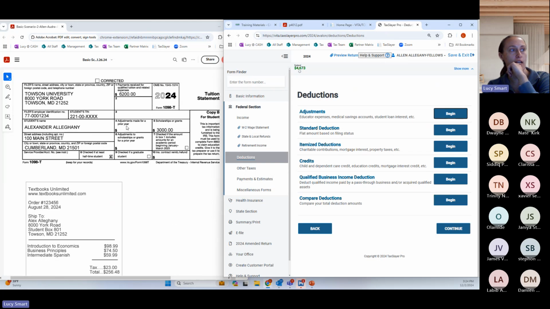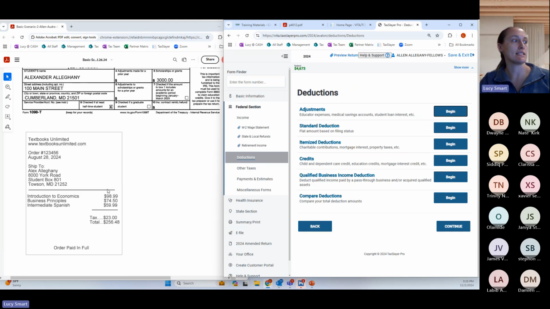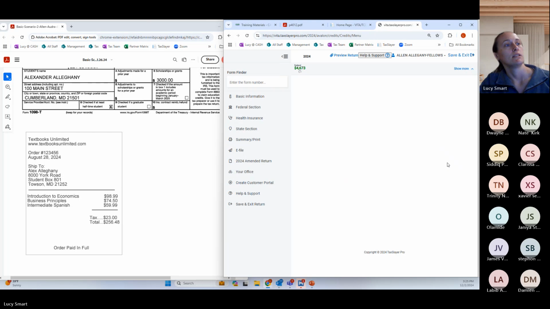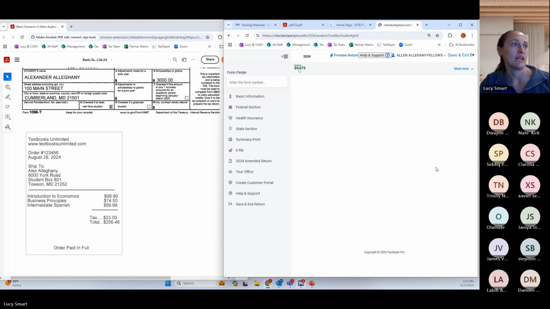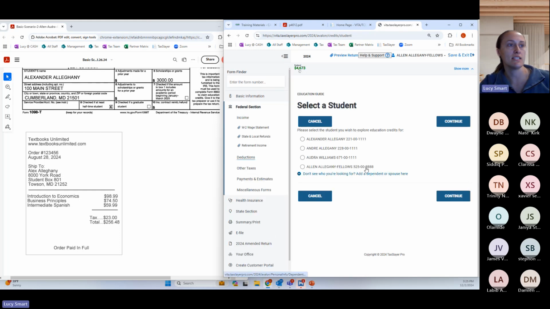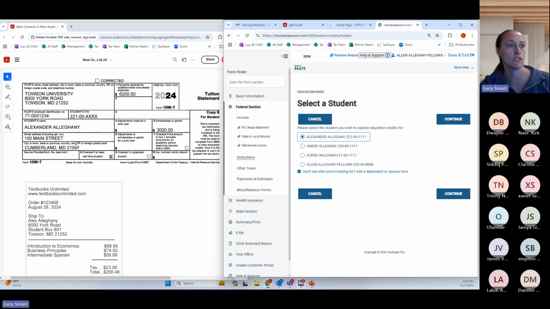Let's start with the education credits for the son. This is from Alex's college education. We got a tuition statement and we know he paid some expenses. They paid it for him actually, and he's got some more expenses right here on our receipt. So remember, for education, it's deductions, then credits. Then we choose education credits. And we start to answer a few questions. First, we need to select who the education credit will be for. This is for Alexander. 1098T is in his name, and he's the only full-time student.